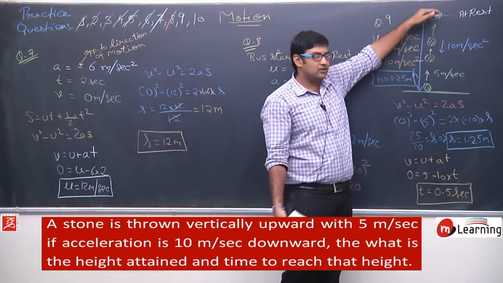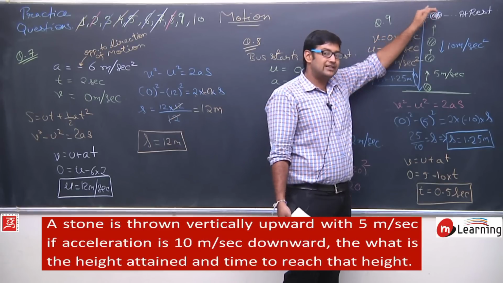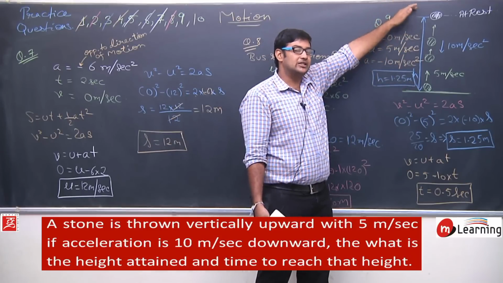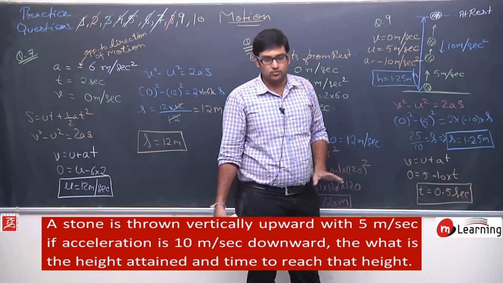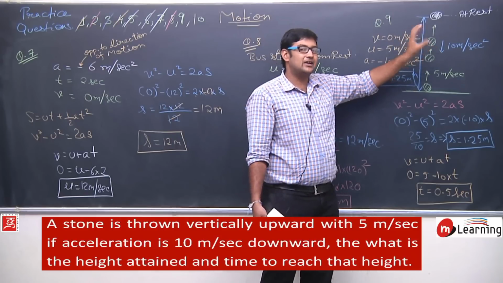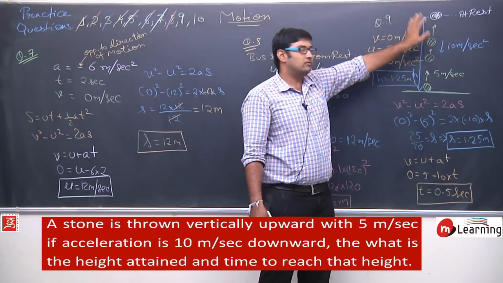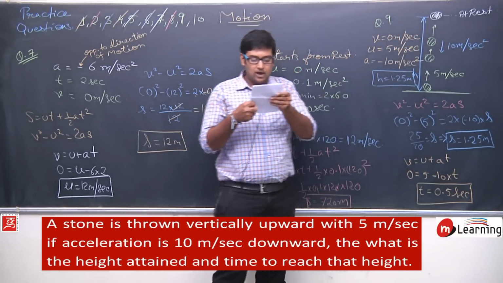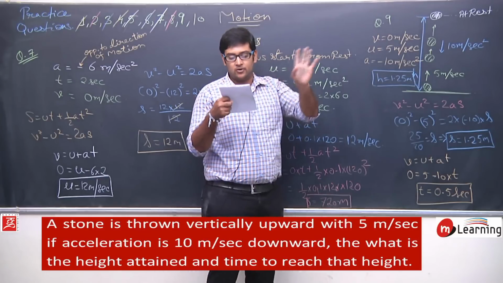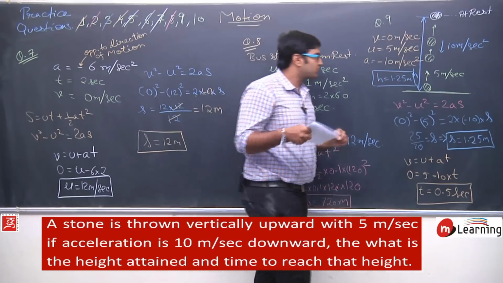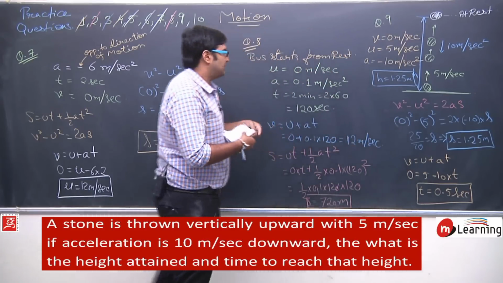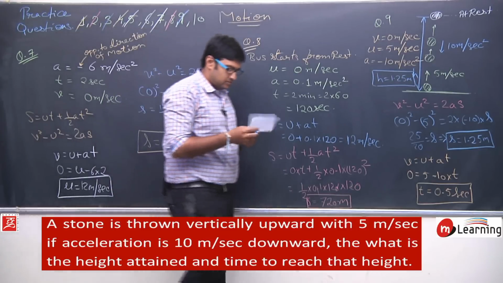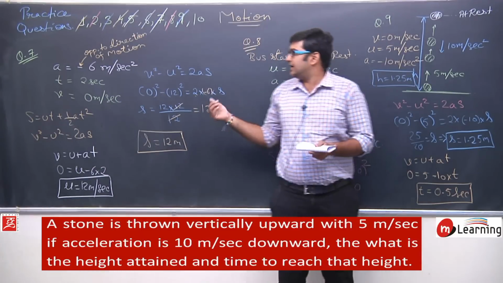In 0.5 seconds, the stone will achieve a height of 1.25 meters, and then it comes to rest. Then it will start falling down. But our question ends here: at what point of time will the stone come to rest in the sky, and how much height will it attain before coming to rest. So this is how we need to solve question number 9. This completes question number 9. You can note these questions and then we will continue.